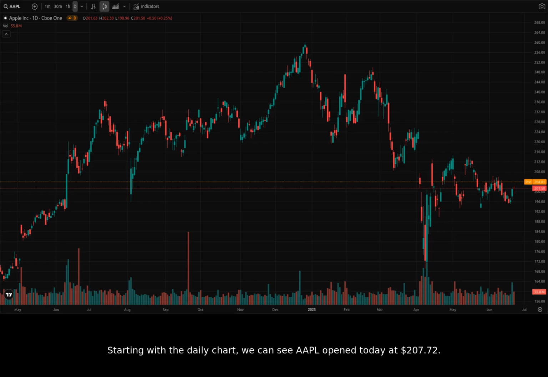Starting with the daily chart, we can see Apple open today at $207.72. Looking back a few months, we see considerable volatility, with a recent peak followed by a dip. Let's zoom in to get a closer look at more recent price action. If we narrow in on the last few months, we see resistance around the $215 to $220 level. This level has been tested multiple times, and the stock has struggled to break through decisively. We can also see a recent low around $190, which may act as support in the short term.